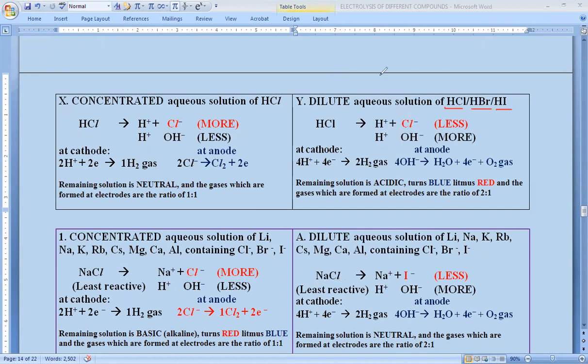Here is a little change. When a concentrated aqueous solution of HCl is electrolyzed, the solution was neutral. The gases collected at cathode and anode are in a 1:1 ratio, equal volumes of gases.